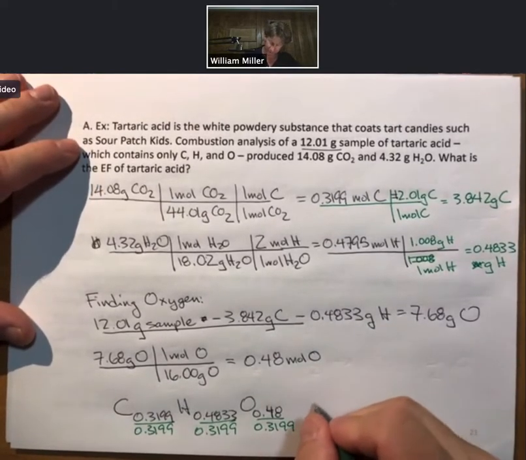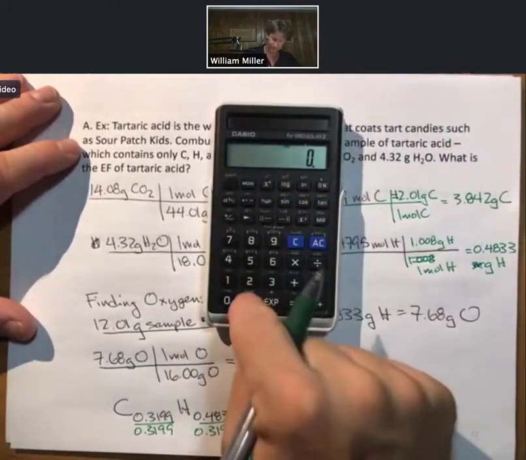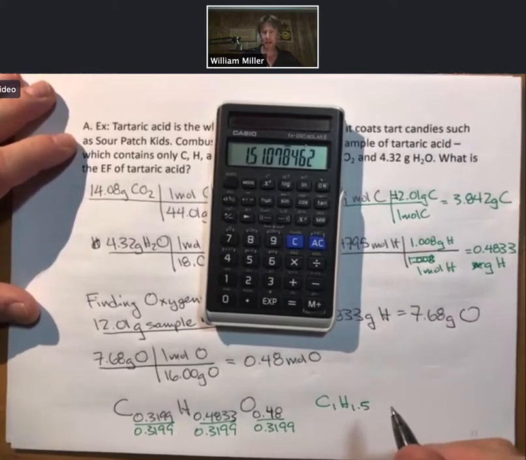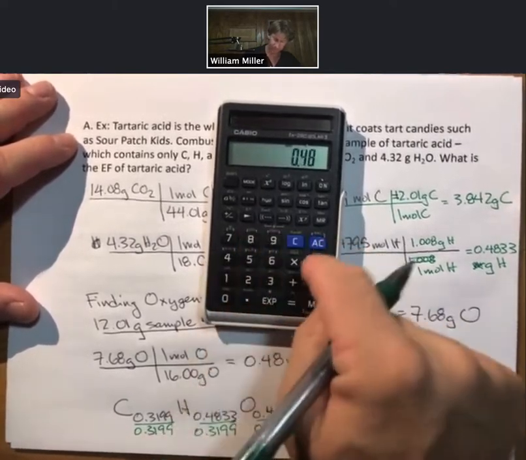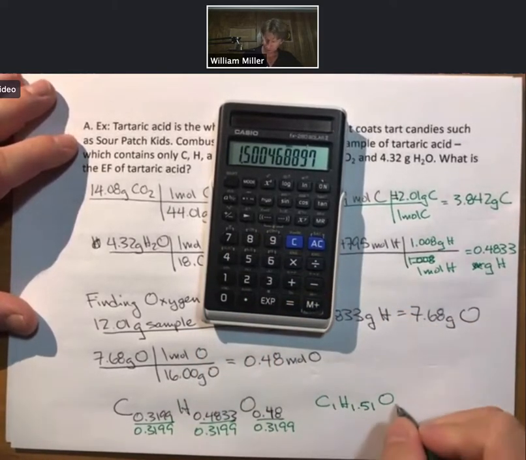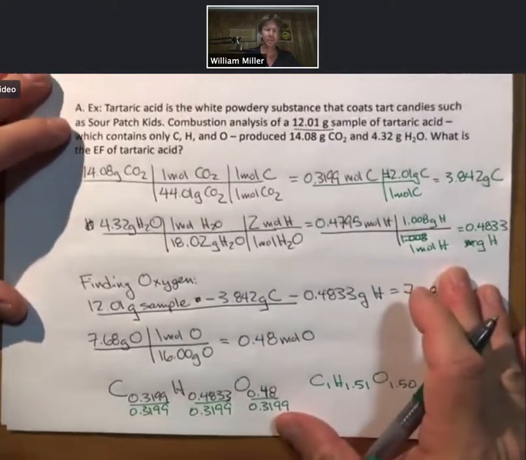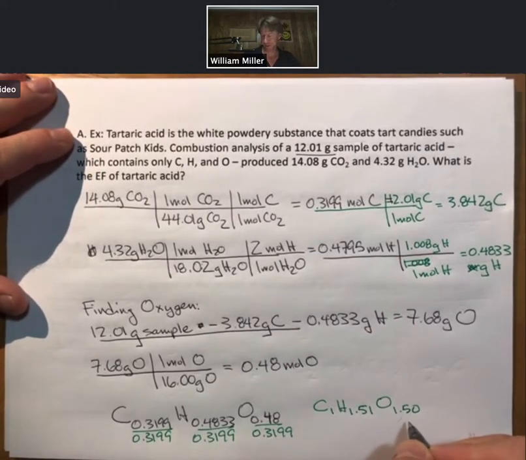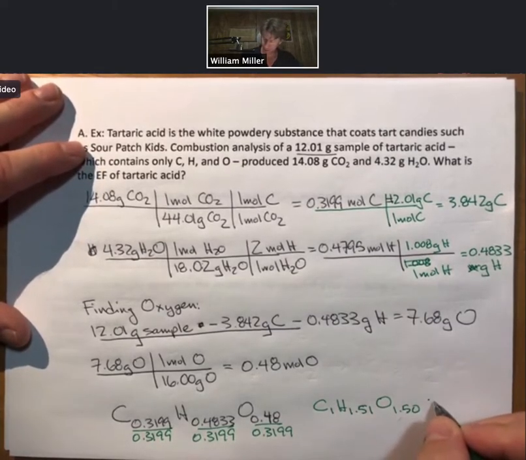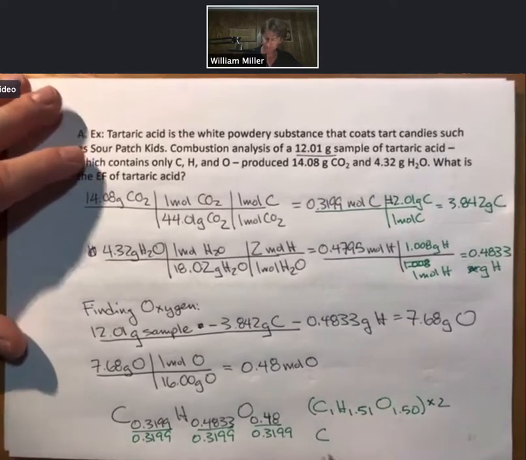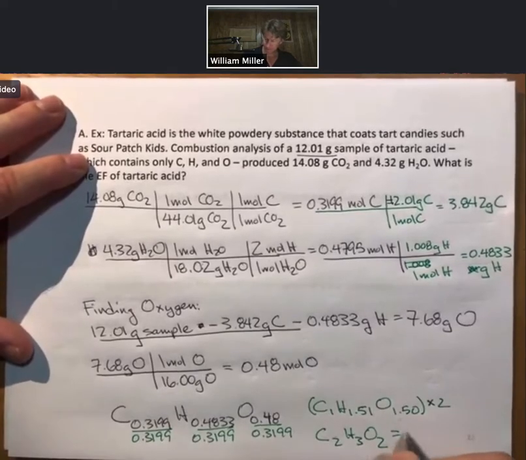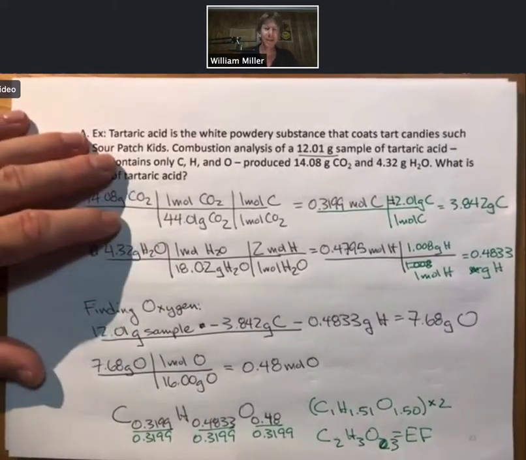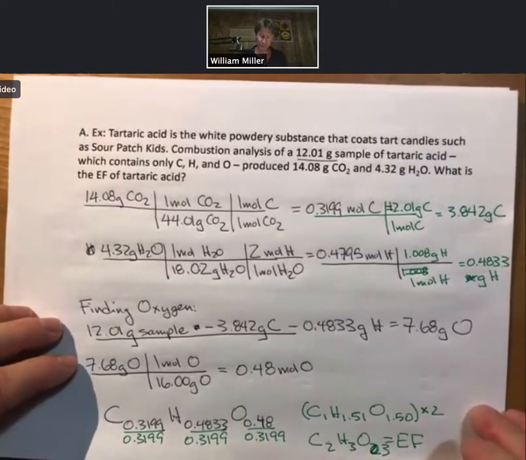And now clearly I get C1, H 1.51, O 1.50. Okay, we still do not have small whole numbers. We need small whole numbers. So this is a case where we've gotten half numbers, so this is not the empirical formula. We need to multiply the whole thing times two, to find that the empirical formula is C2H3O3. Okay, and that is the empirical formula, and that's as far as we can go on this problem.